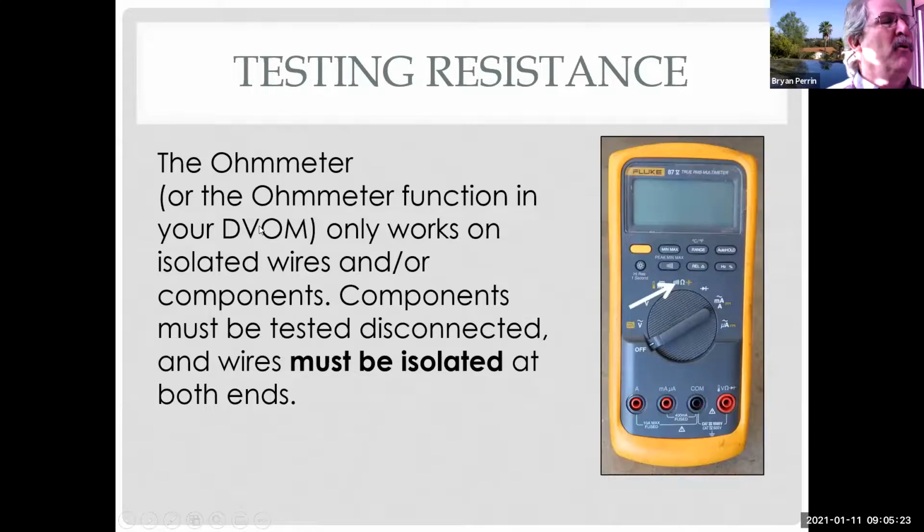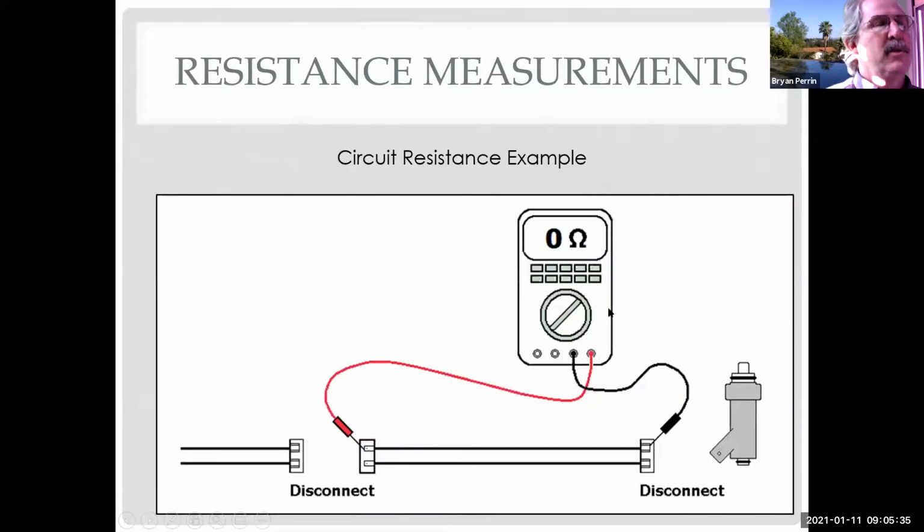So the ohm meter function in a DVOM only works on isolated wires and/or components. Components must be tested disconnected, and wires must be isolated at both ends. So in this example, we're testing a wire. So we had to disconnect our injector and disconnect our wire and harness from wherever it connects. And then I could use the ohm meter to test the wire.